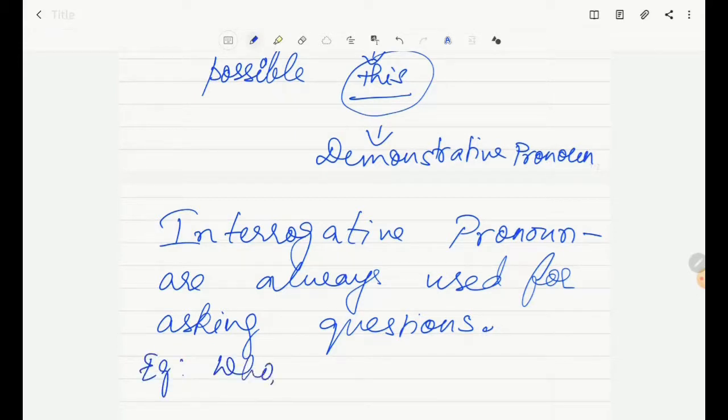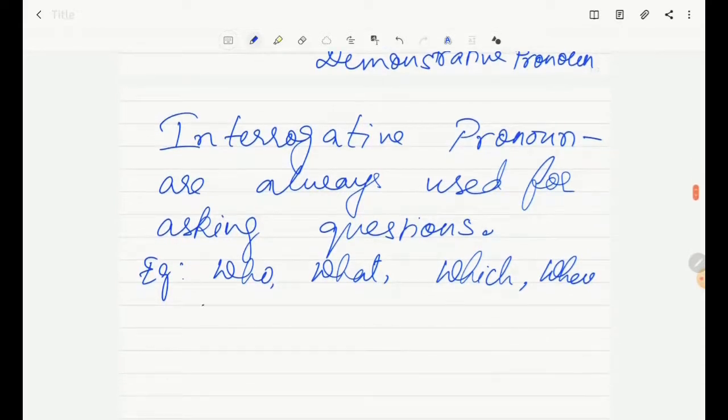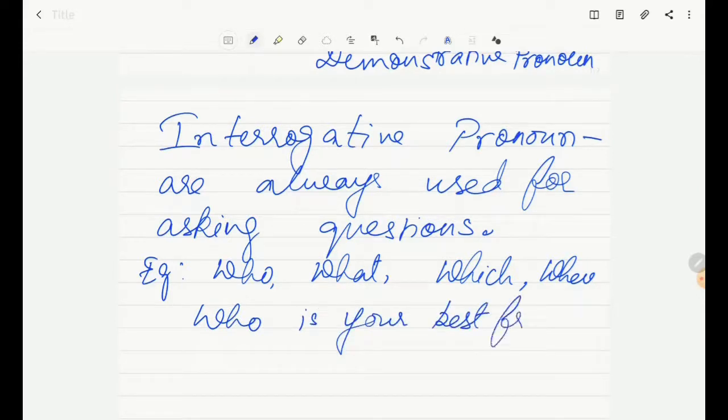Example, who, what, which, where. So these are all the interrogative pronouns. Who is your best friend? So what is the interrogative pronoun in the sentence? Who. So who is the interrogative pronoun.